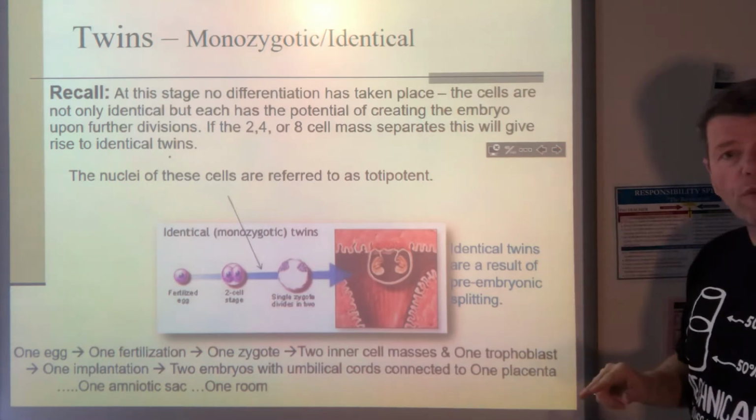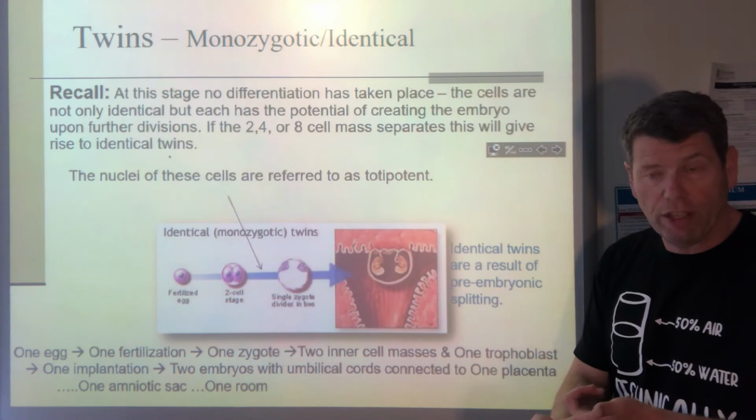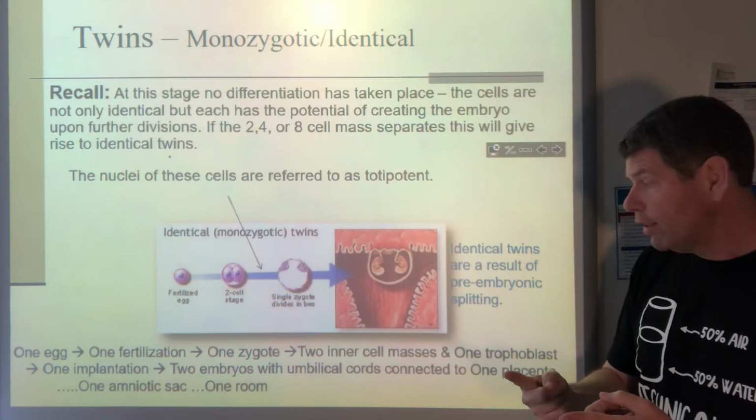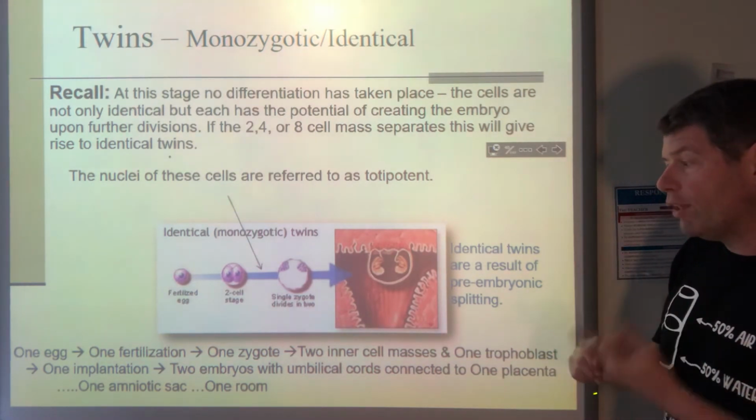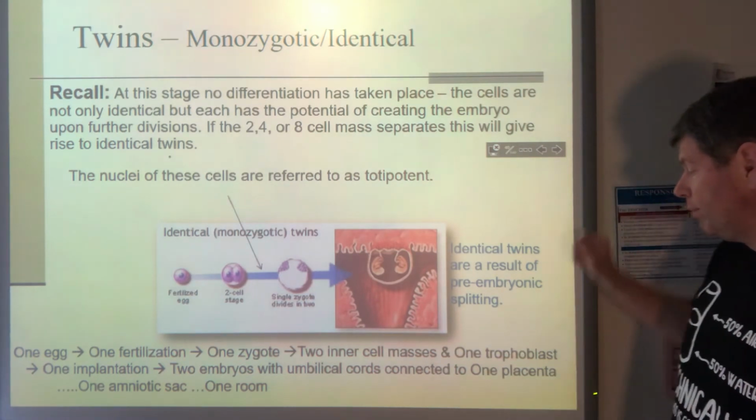Okay? So for identical twins, there's only one fertilization event. One sperm, one egg, one zygote, and we're going to end up with 2 embryos, often only 1 placenta.